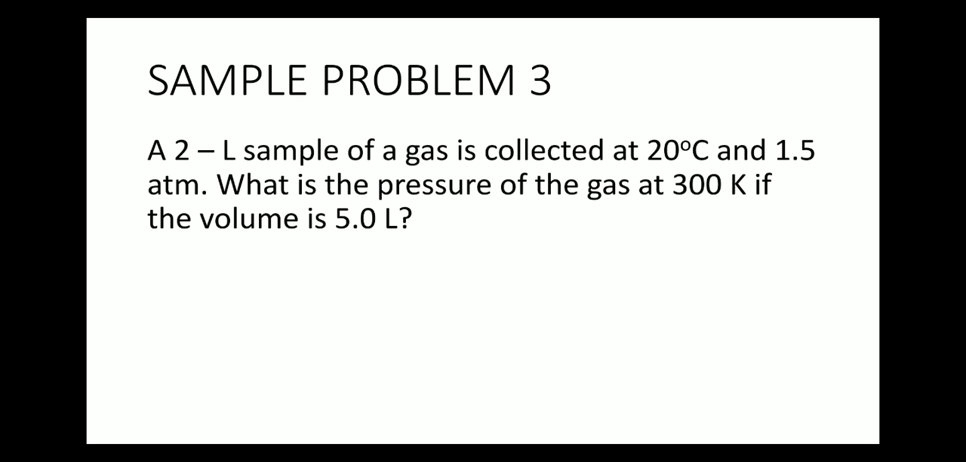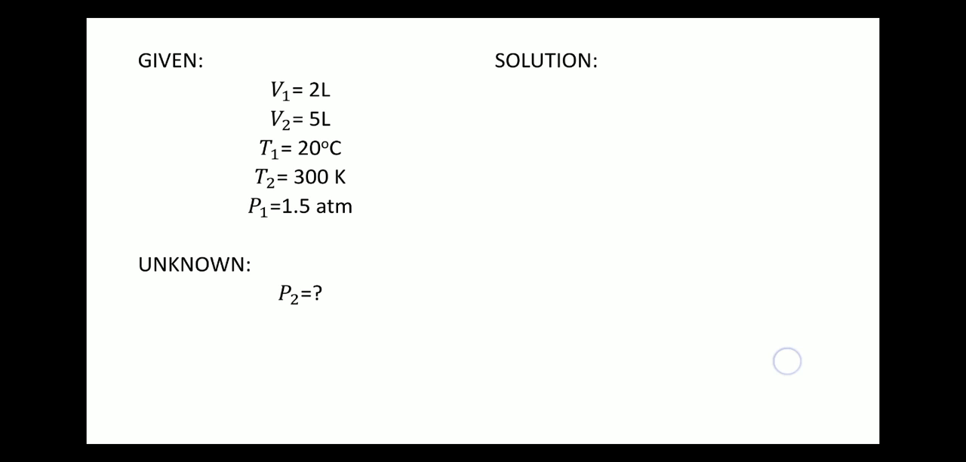Then sample number 3. A 2-liter sample of gas is collected at 20 degrees Celsius and 1.5 atm. What is the pressure of the gas at 300 Kelvin if the volume is 5 liters? Writing the given. So we have V1, 2 liters, V2 is 5 liters, T1 is 20 degrees Celsius, T2 is 300 Kelvin, and P1 is 1.5 atmosphere. And the unknown is the final pressure.